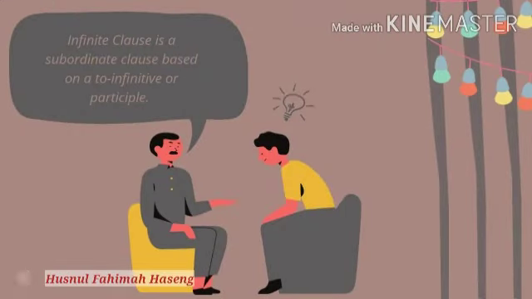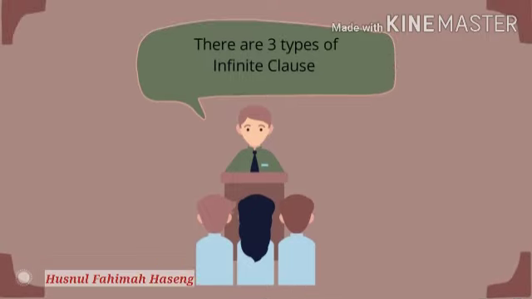Well, because my friend Faisal Arisatiawan has explained about finite clause, I'm going to talk about infinite clause. Infinite clause is a subordinate clause based on a to-infinitive or participle. It contains a verb that does not show tense, which means it does not show the time when something happened. There are three types of infinite clause, and let's see in the next slide.